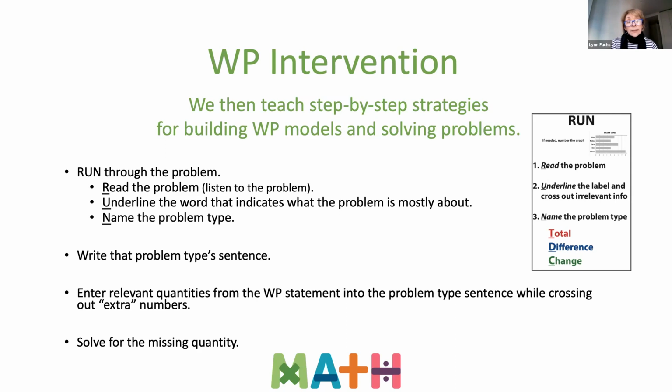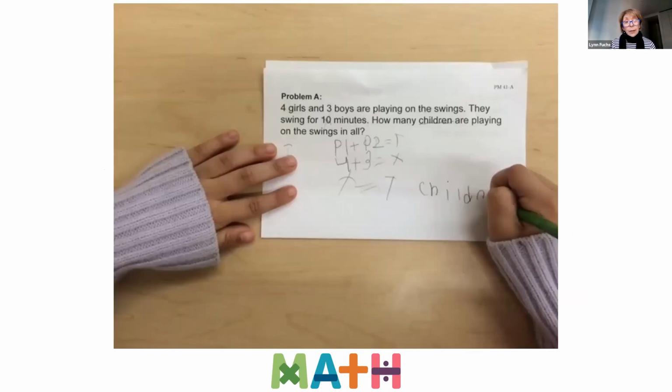So in this next slide, this is a first grade child solving a total problem. Four girls and three boys are playing on the swings. They swing for 10 minutes. How many children are playing on the swings in all? That's a very typical word problem.